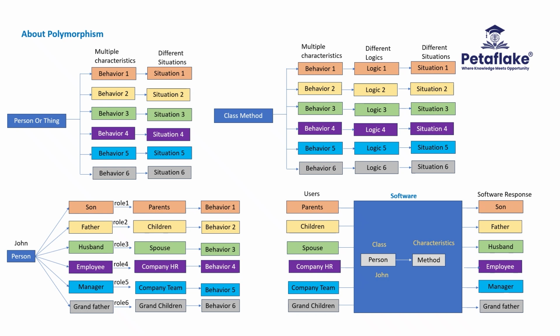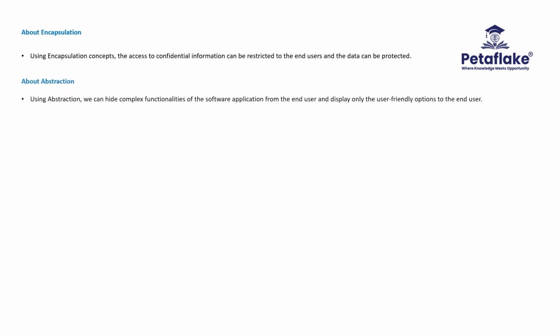In object oriented programming, different behaviors are provided to the same method using the concept of method overriding and method overloading. Using the encapsulation concept, the access to confidential information can be restricted to the end users and the data can be protected. Using abstraction, we can hide complex functionalities of the software application from the end user and display only the user-friendly options to the end user.